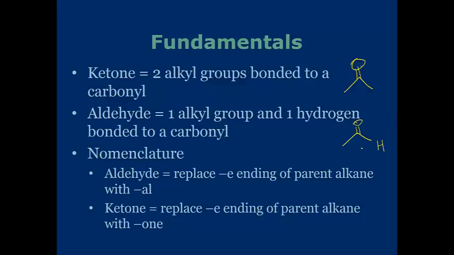In terms of nomenclature, you just take the aldehyde and replace the E ending on the parent alkane with an -al. So, for example, if you've got butane and it becomes an aldehyde, you just simply change it to butanal. Ketones are the same, except you replace the E ending of parent alkanes with -one. So, going back to the butane example, that would become butanone. Take note that for longer chains, you have to number where the carbonyl is in the chain.